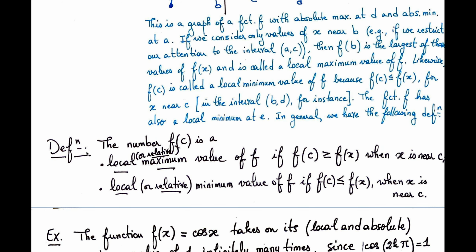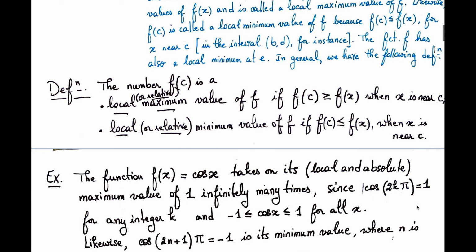So this is the formal definition. The number f of c is called a local or a relative maximum of f, provided f of c dominates all the values that f can take within that neighborhood of c. And similarly, we call f of c a local minimum if f of c is the lowest value that the function can take in a neighborhood of c.